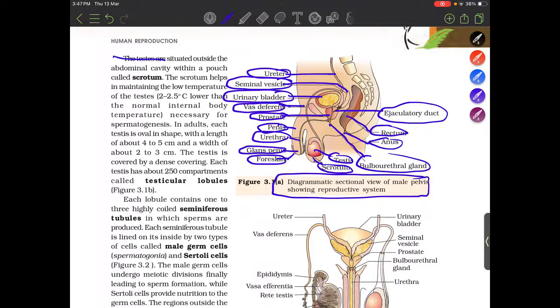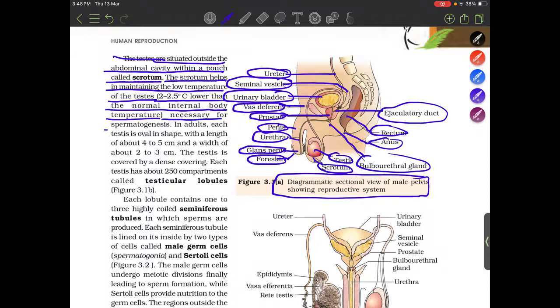The testes are situated outside the abdominal cavity within a pouch called scrotum. The scrotum helps in maintaining the low temperature of testes, 2 to 2.5 degrees Celsius lower than the normal internal body temperature, necessary for spermatogenesis. In adults, each testis is oval in shape with a length of 4 to 5 cm and width of 2 to 3 cm.